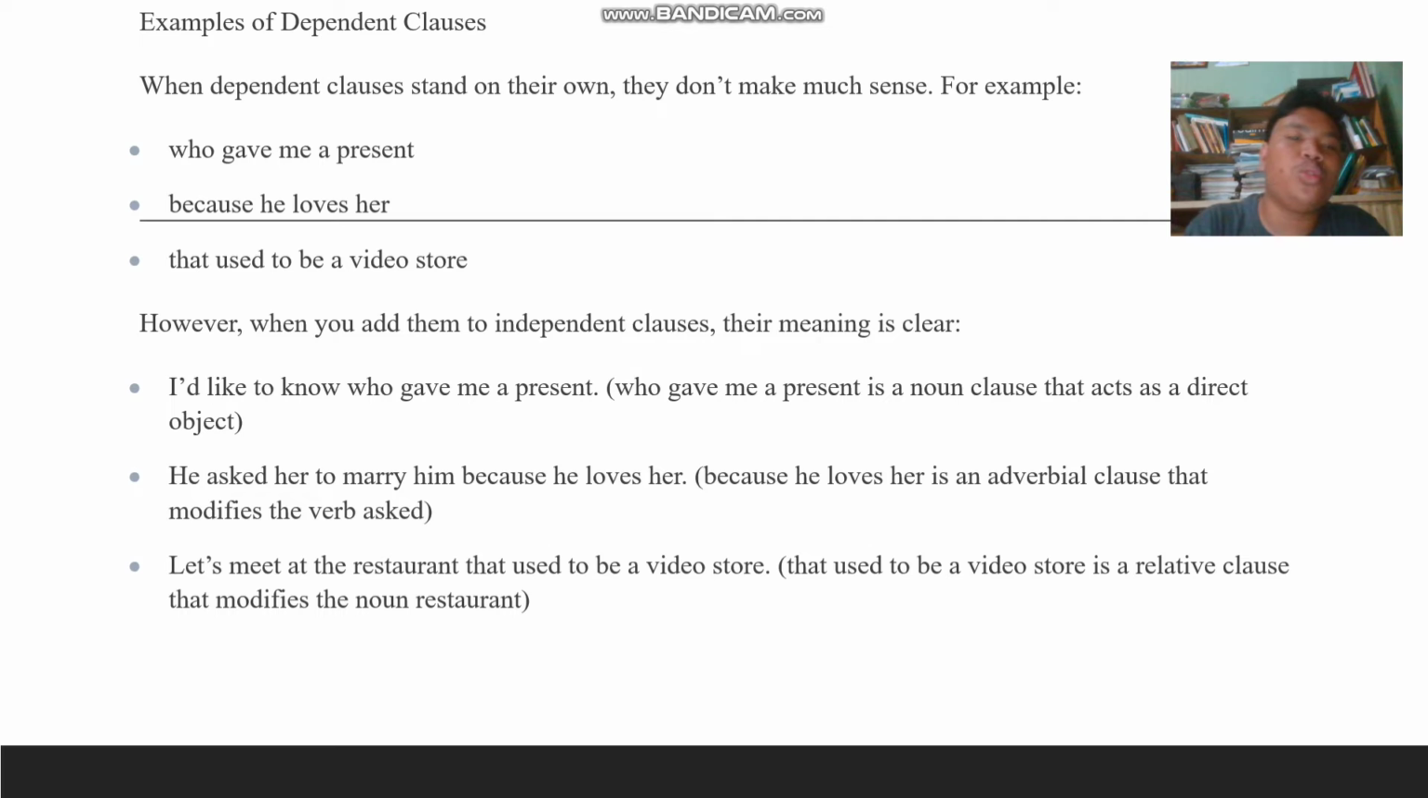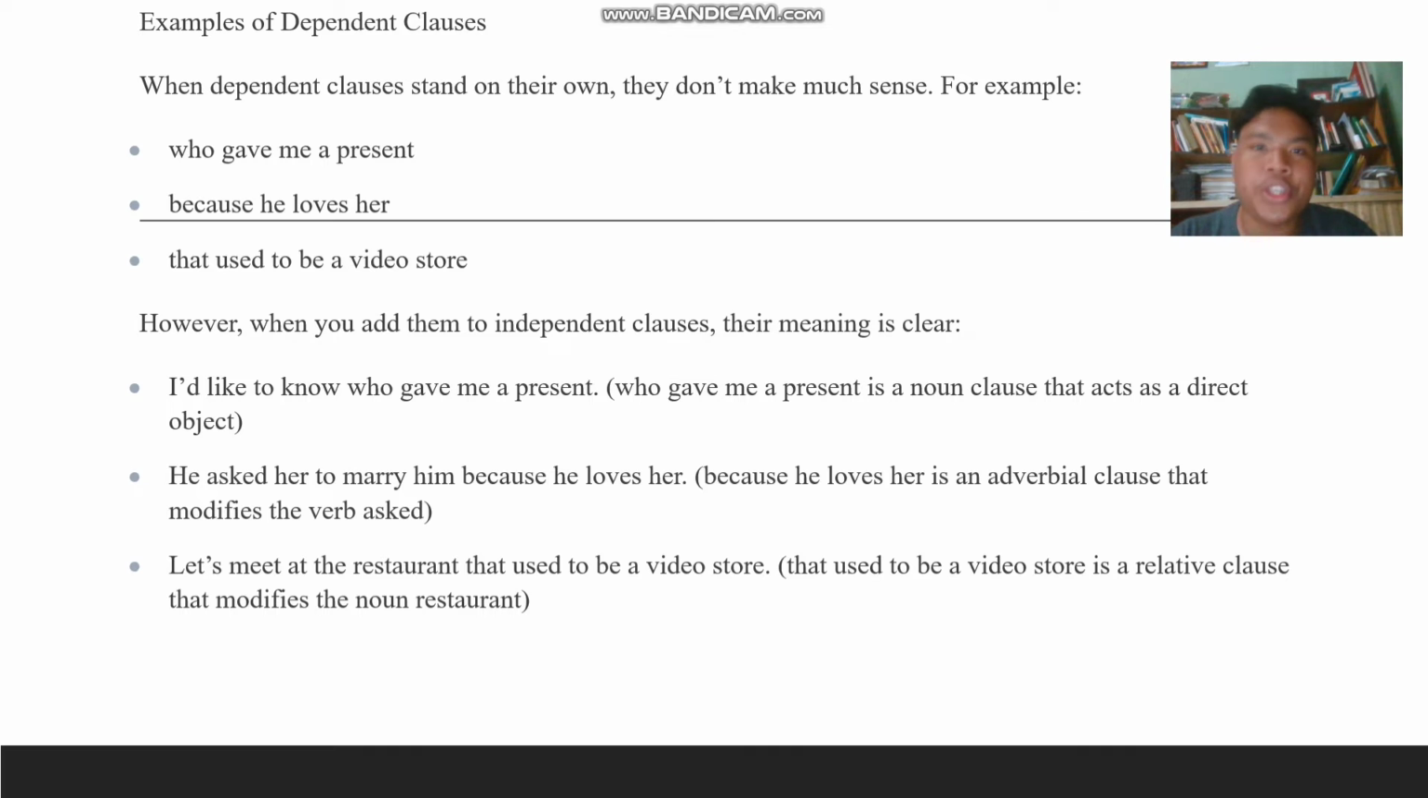I'd like to know who gave me a present. It tells who gave me a present is a noun clause that acts as a direct object. He asks her to marry him because he loves her. It tells because he loves her is an adverbial clause that modifies the verb asks. Let's meet at the restaurant that used to be a video store. It tells that used to be a video store is a relative clause that modifies the noun restaurant.